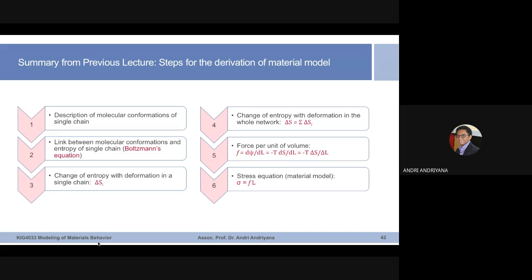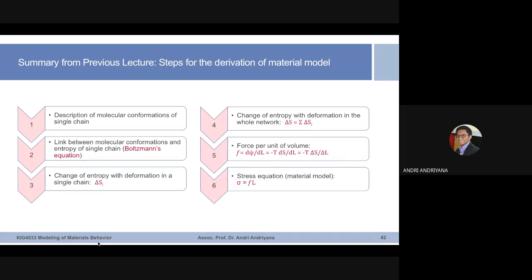And then since we are dealing with rubber materials in which elasticity is entirely caused by the change of entropy, we have learned this. So the change of free energy with respect to deformations is simply given by minus T dS over dL. The T there is the absolute temperature. And dS over dL means that this is the change of entropy per unit of volume with deformations.